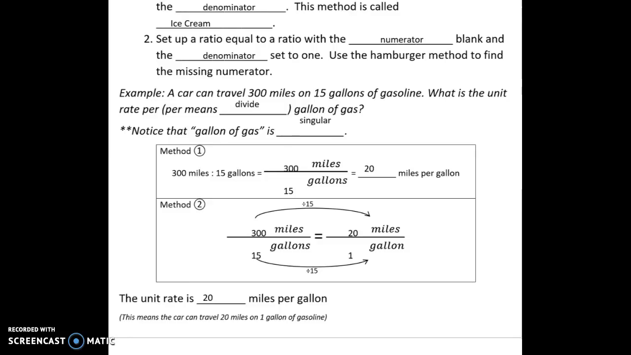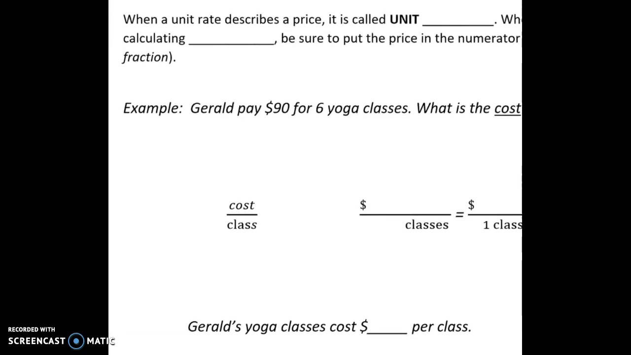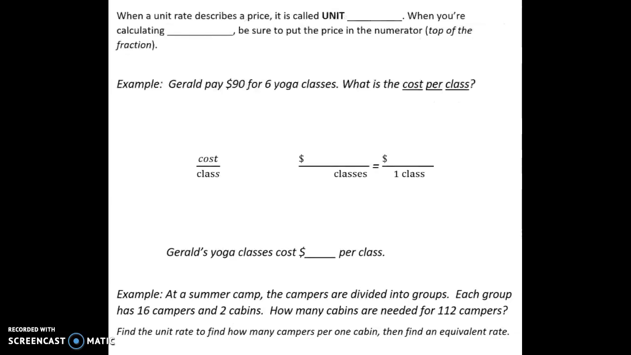Alright, so I'm not just going to give you one example and then move on. Let's take a look at something else. So when we have a unit rate and it is talking about a price, that is called the unit cost, or it could be called the unit price. These terms are interchangeable. Sometimes you might see it as unit cost, sometimes you might see it as unit price. These are the same thing. It is a unit rate.